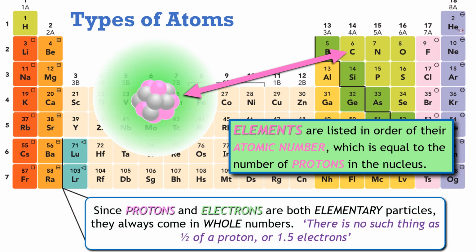Here's something else that actually simplifies things. Protons and electrons are both elementary particles. So since that's true, they always come in whole numbers. There's no such thing as 1/2 of a proton or 1.5 electrons. They're just counting numbers. It's just arithmetic. And so that can make things easier too.